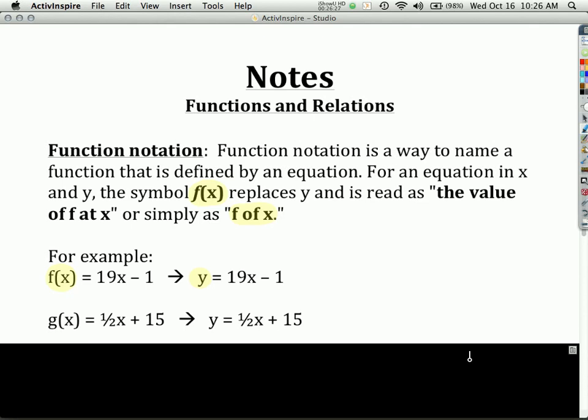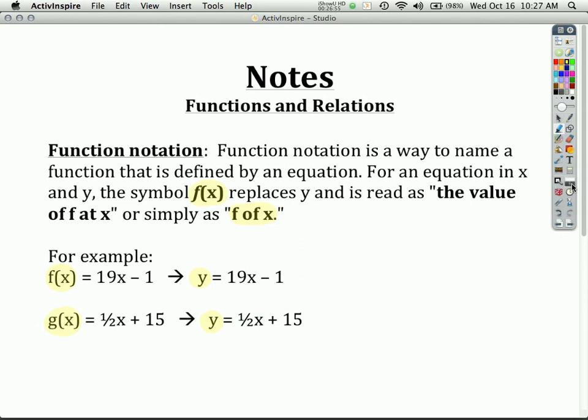Here's another example. G of x equals 1/2 x plus 15 is the same thing as y equals 1/2 x plus 15. So if I asked you to graph this function, you should find that incredibly easy, because if you just pretend that that is really a y, then that's easy to graph. So I imagine you have some questions, but I want you to hold off, and we're going to explore some different types of problems, and hopefully you'll start to understand.